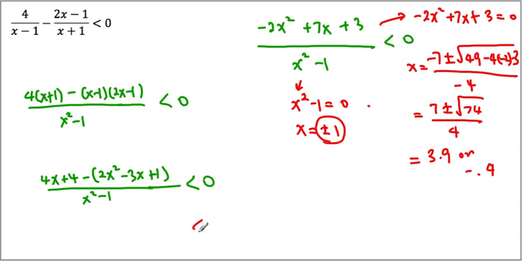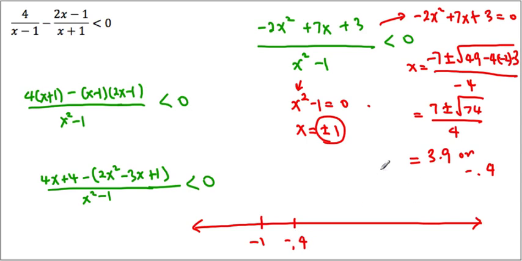So our number line will be, the smallest value will be negative 1, and then negative 0.4, and then it's going to be 1, and it's going to be 3.9-ish. Alright, so let us say we have 1, 2, 3, 4, 5 sections for us to test. We can check up on each section. Pick a number from here, pick a number from here, same here, same here, and same here.